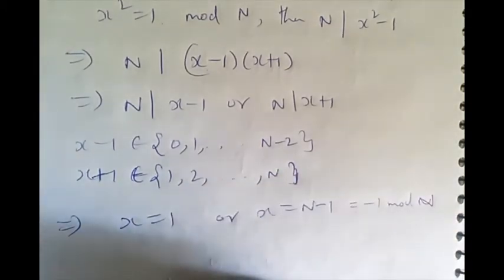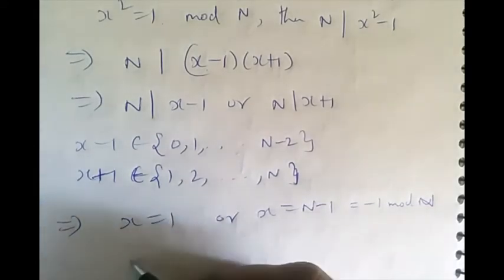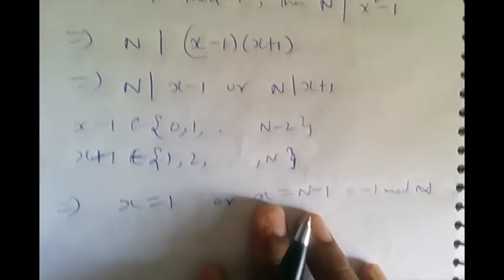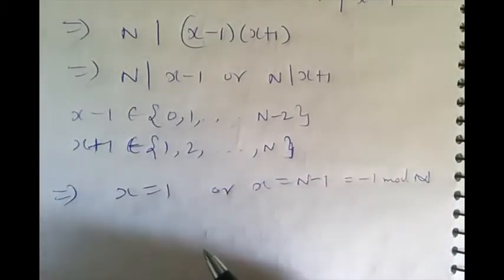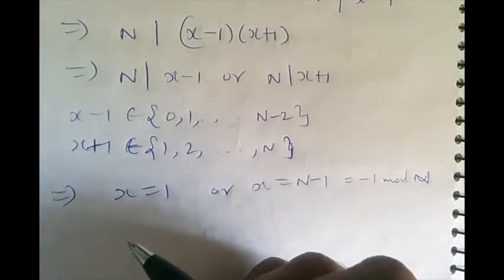Okay. So we have proved the theorem that if n is an odd prime, the only square roots of 1 modulo n are plus or minus 1 mod n. So the Miller-Rabin test is going to be based on this lemma here.